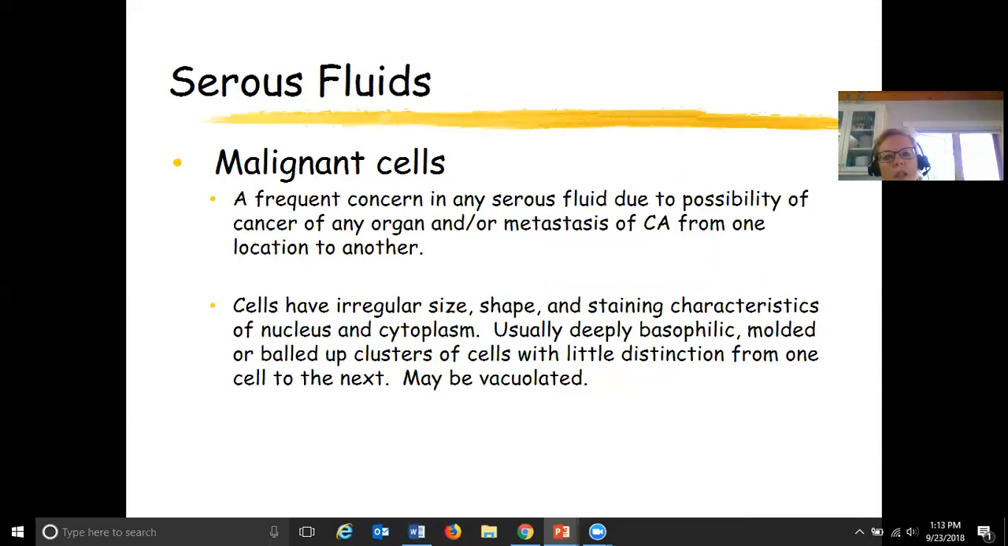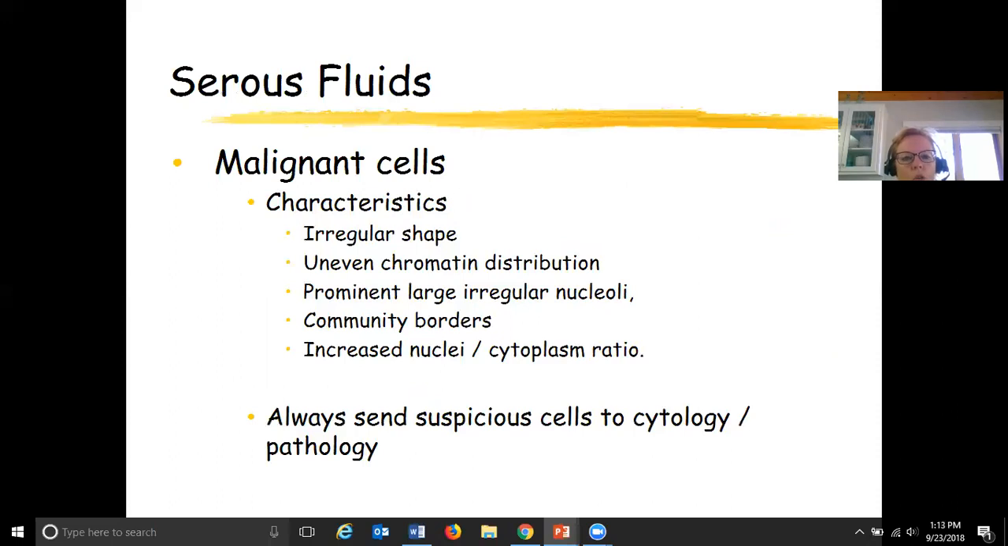If a person has malignant cancer or a cancer that's metastasized, there's a significant chance you may see malignant cells in serous fluid. They're usually really, really blue. They may be balled up as clusters of cells, and they may have vacuoles in them. A lot of times, if there's an organ cancer that's starting to metastasize, you will see these cells. They have more irregular shaped nucleoli, an uneven distribution, and are more irregular shaped. We would always send these to cytology.